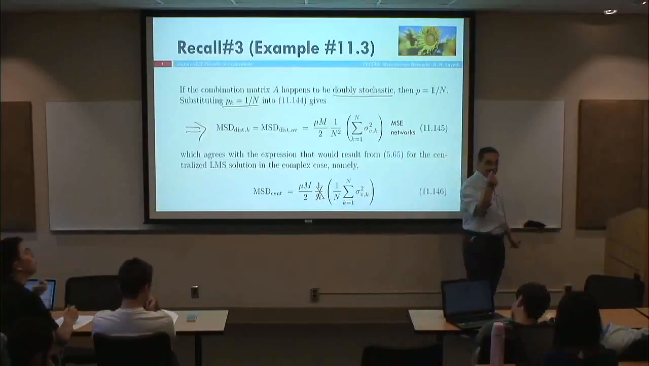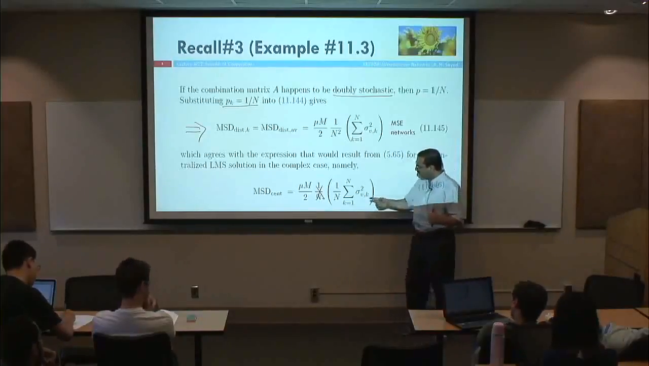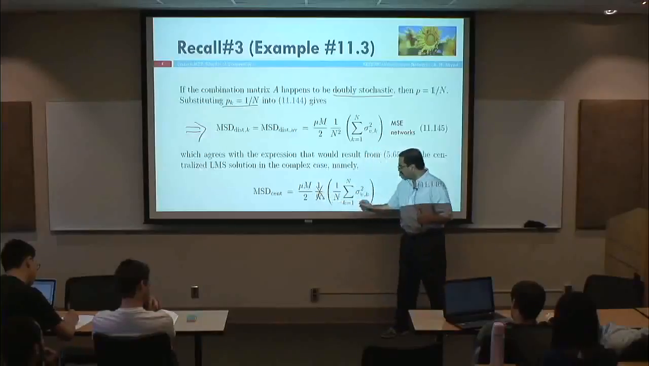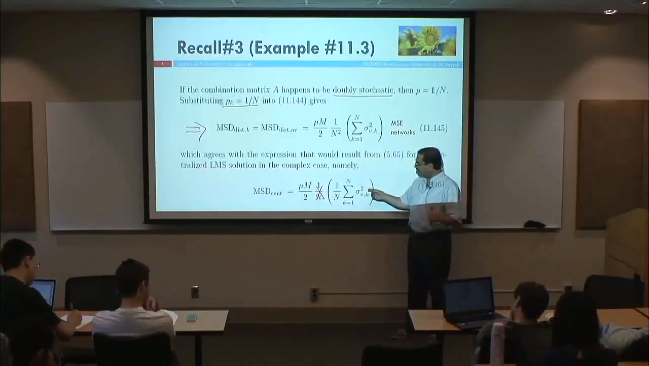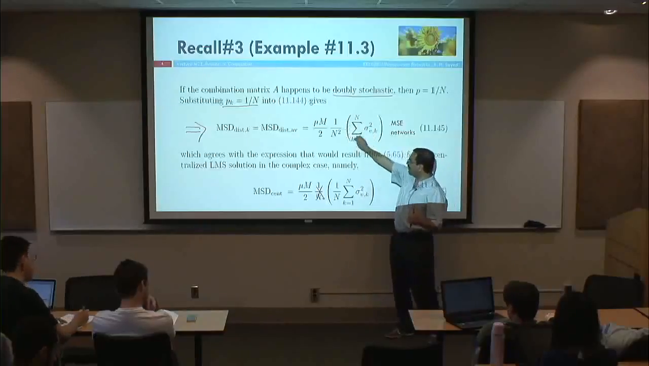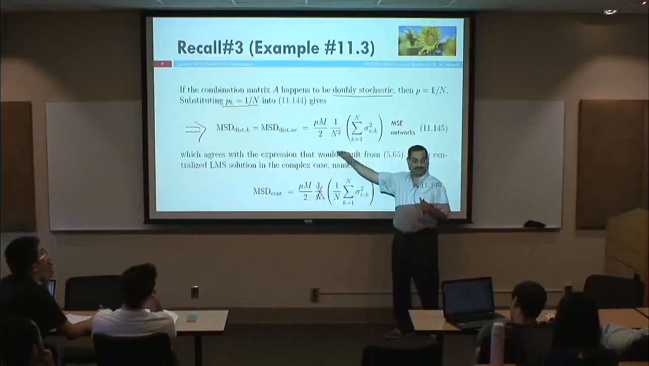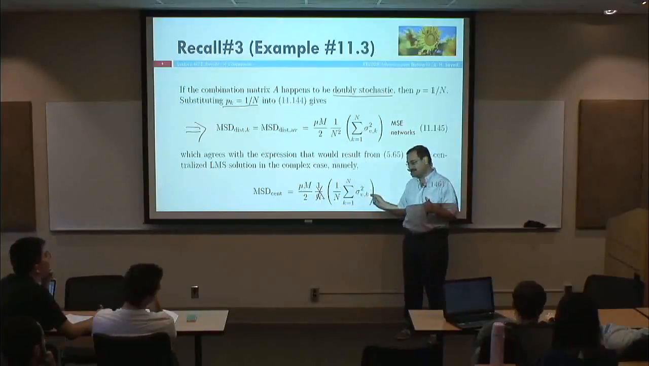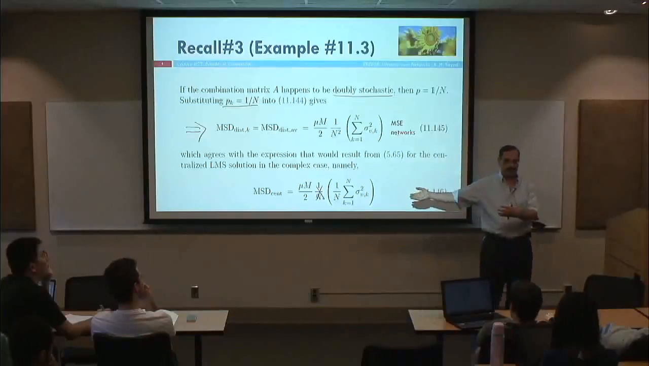But what about the individual agents? Each individual non-cooperative agent will perform according to mu m over 2 times the corresponding sigma v. Is it always true that this average that you get here, scaled further by 1 over n, is always better than each individual performance? We saw before that this is not the case. The same thing will hold here.